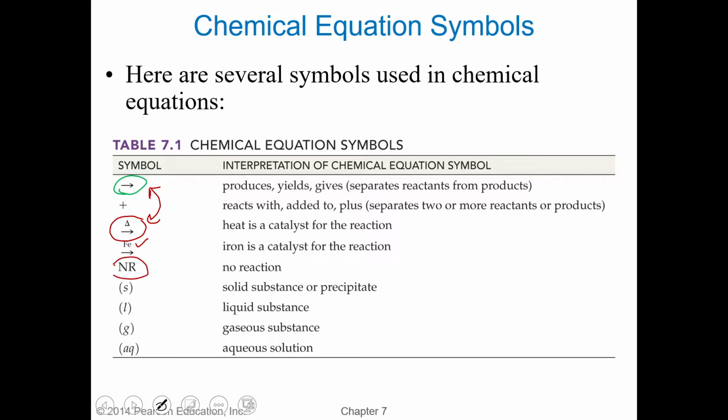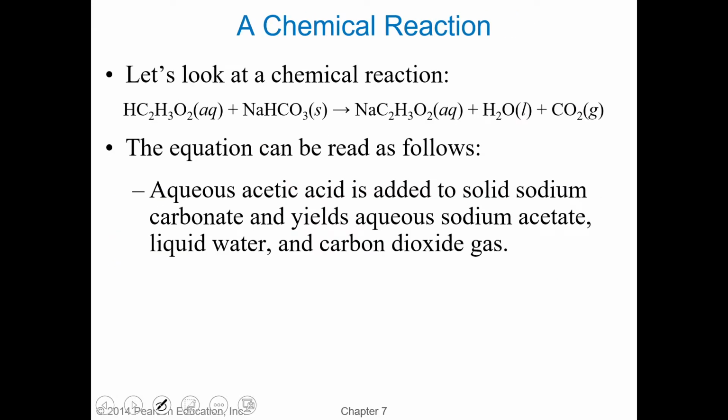Also, I want to mention that if a reaction is not going to occur, you're going to write the reactants, whatever they are. And if no reaction occurs, we'll talk about that in a few minutes, you just write NR. Okay? All right, so here's an example of a chemical equation, an actual one, not a generic one.